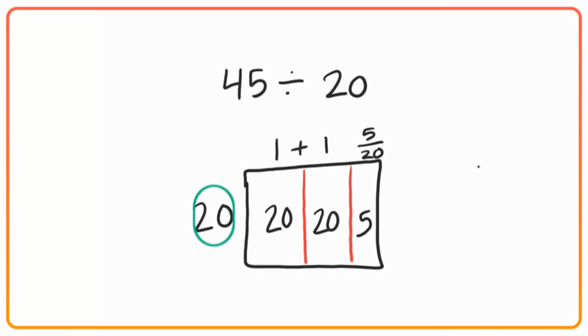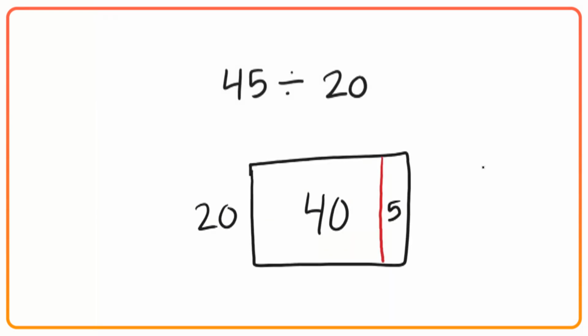We can then add 1 plus 1 plus 5/20ths to get 2 and 5/20ths. Do you see another way we could have broken up 45? We could also break apart 45 by its place values. There are 4 tens, which have a value of 40, and 5 ones, which have a value of 5.